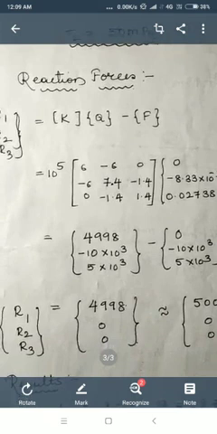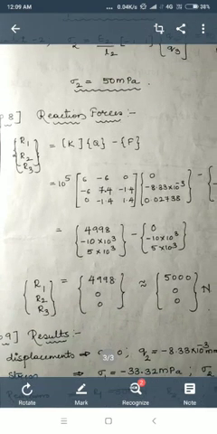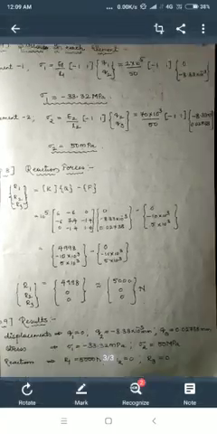R1 is 4998 newton, almost 5000. R2 and R3 are 0. We will get a reaction force only if there is a support. Wherever there is no support, the reaction force will be very, very small, or it is 0. So in this way, we have to solve problems on one-dimensional bar elements.